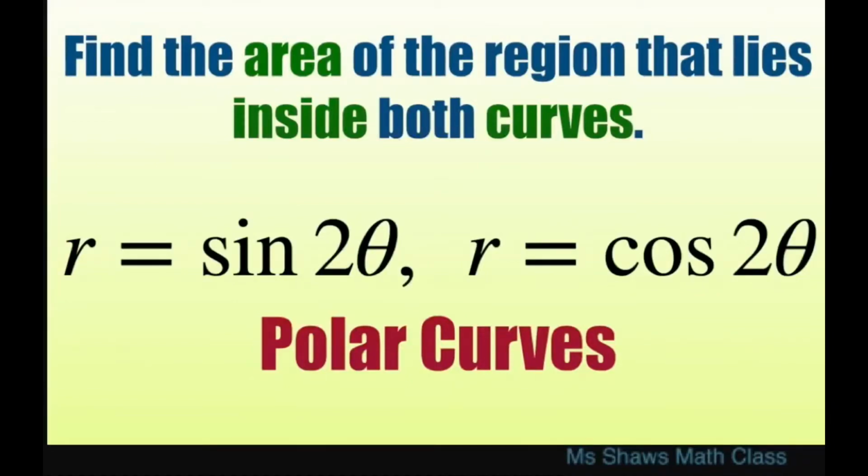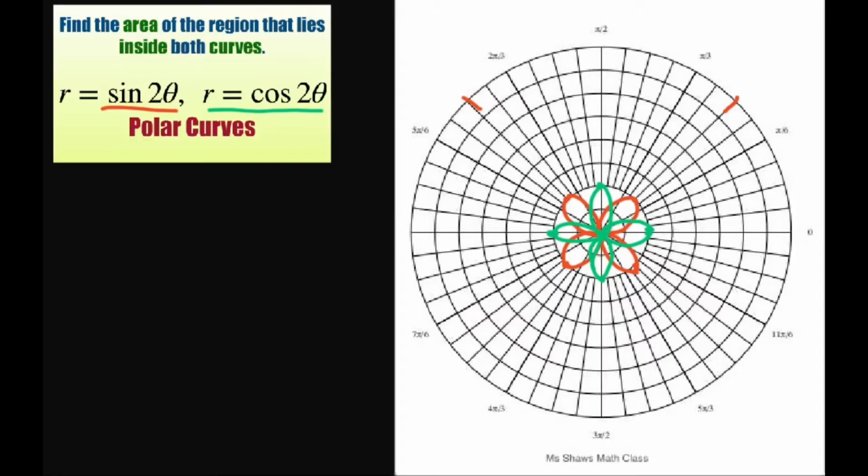Everyone, we're going to find the area of the region that lies inside both curves. We have 2 roses here with 4 petals. I made the green one r equals cosine of 2 theta, and the red one is r equals sine of 2 theta. And what they want is the area of the region that lies inside both curves. So that's going to be this little area in here.